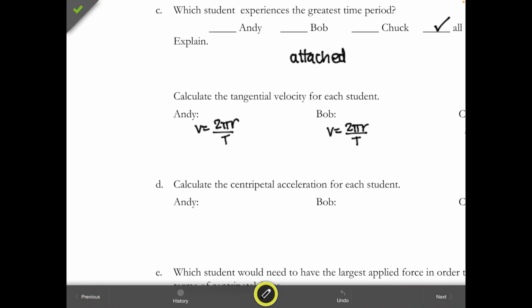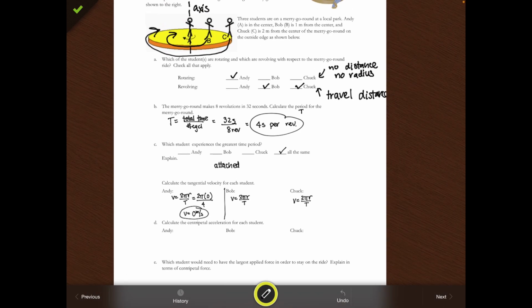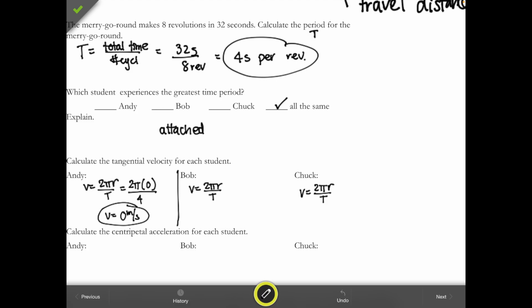Even if I substitute in here, I'm not going to get a number because it's 2 pi times 0 over 4. That gets me 0. Andy doesn't travel any distance because he's rotating. At the same time, Bob is 1 meter from the center. So doing my substitution here, that's 2 pi times 1 over 4. This gets Bob's speed as 1.57 meters per second.